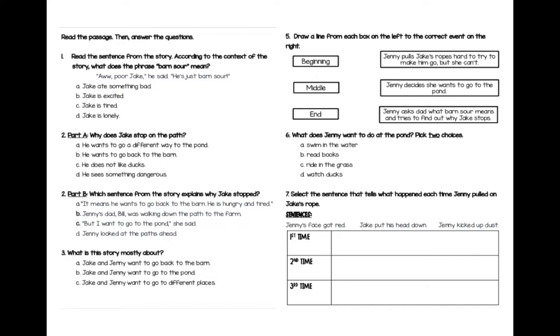Okay, now that you've read the passage, let's look at the questions. So the first question says, read the sentence from the story. According to the context of the story, what does the phrase barn sour mean? So already I see something important that I want to remember. I see according to the context of the story. And that reminds me that I'm going to find that answer in the passage.